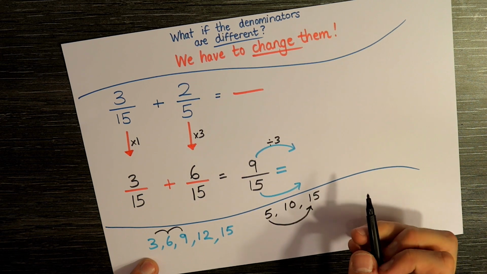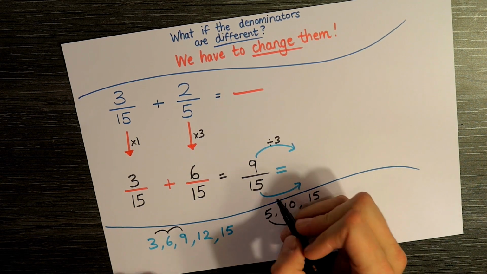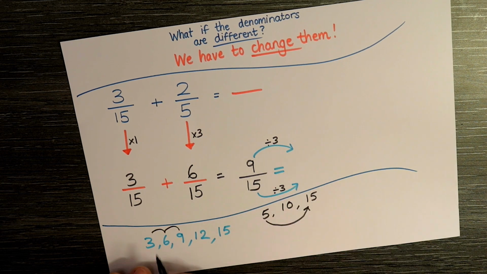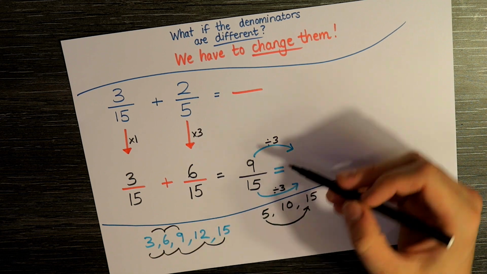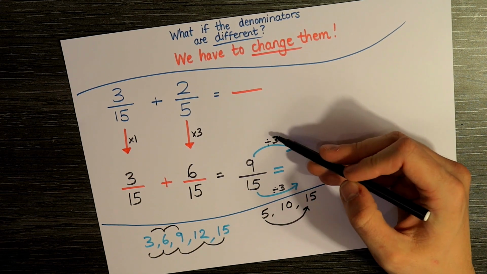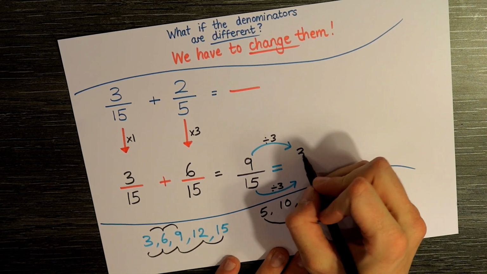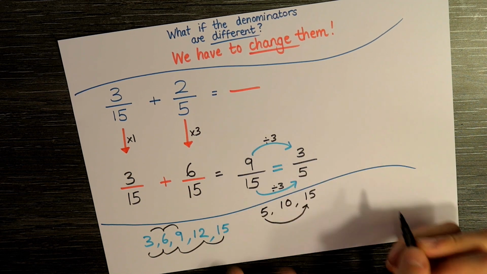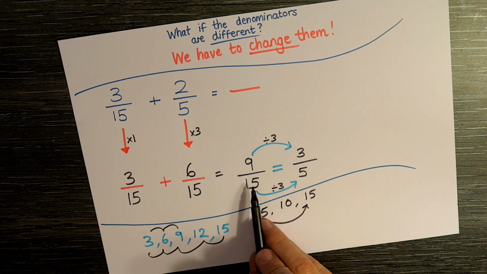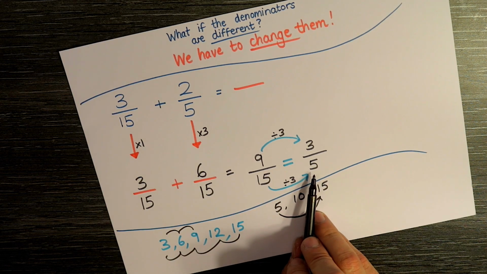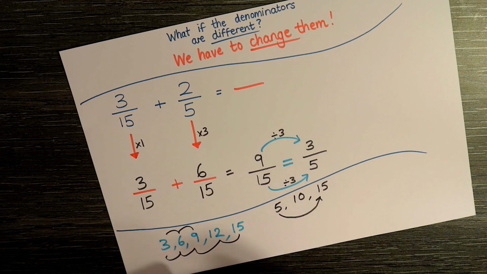Now I have to do the same to the 15. Do I know that it's divisible by 3? Yes, because it's in the 3 times table. As long as I do the same thing to the top and the bottom, divide by 3, I will get the right answer. And I can shrink this down to 3 and this one to 5. So there's a simpler answer, okay?